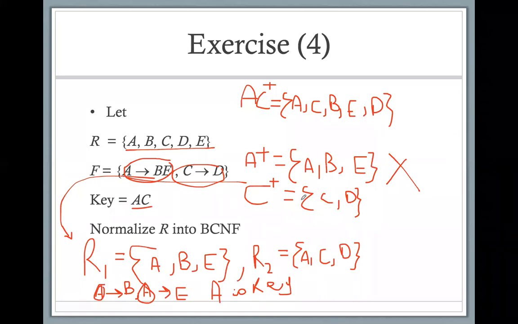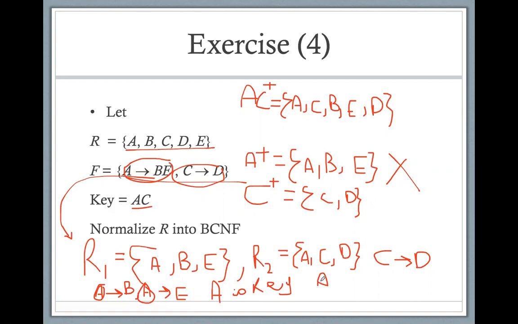Okay. Now let's project these set of functional dependencies on R2. The only relevant one is, of course, C determines D. A determines B, A determines E are not part of this relation, so they'll be excluded. And then I have only C determines D. What is the key of this table? Is C the key of this table, R2? No, because C only determines D.